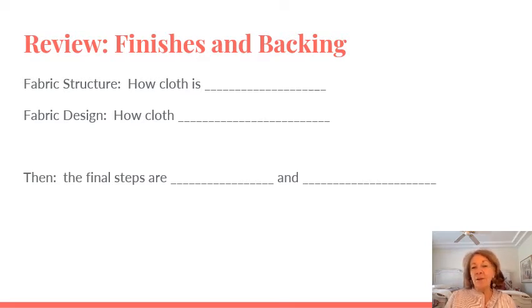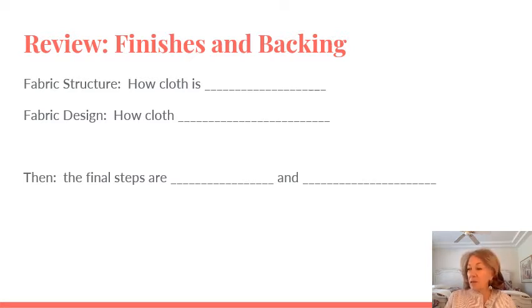Okay, so fabric structure is how cloth is made. Hopefully you came up with that answer, which we talked about over several weeks of this class. Fabric design is how cloth looks, the way that it appears to us. And then the final steps that we talked about last week are finishes and backings.